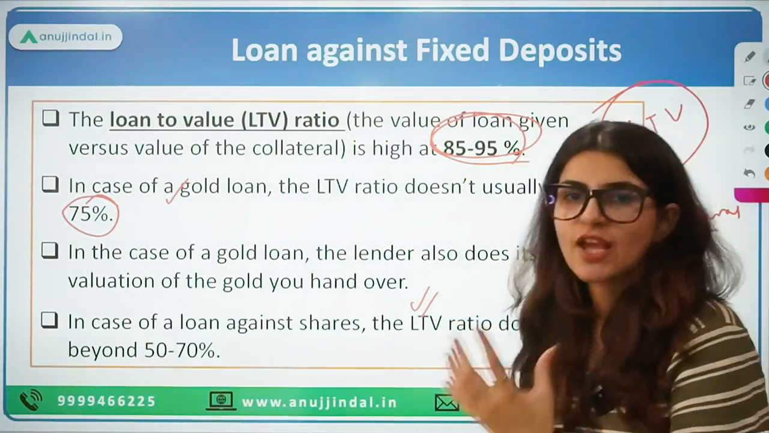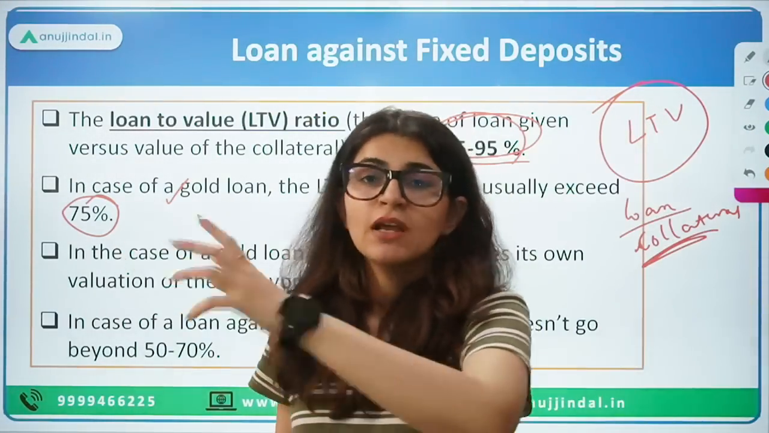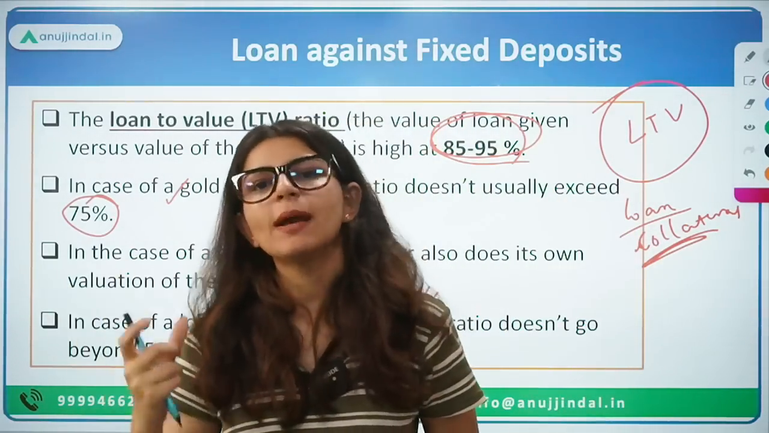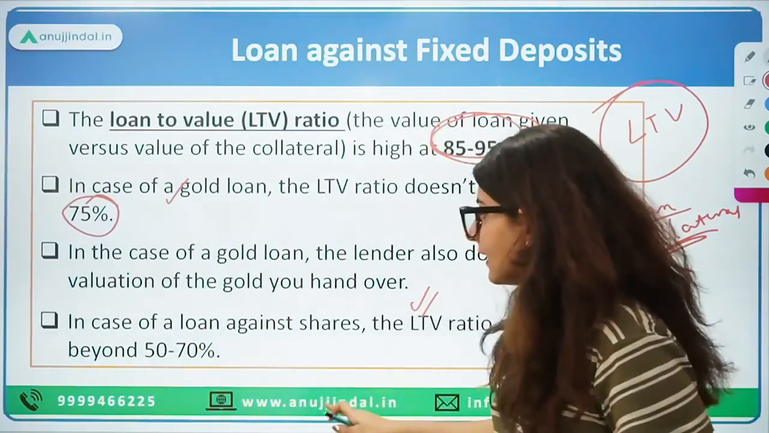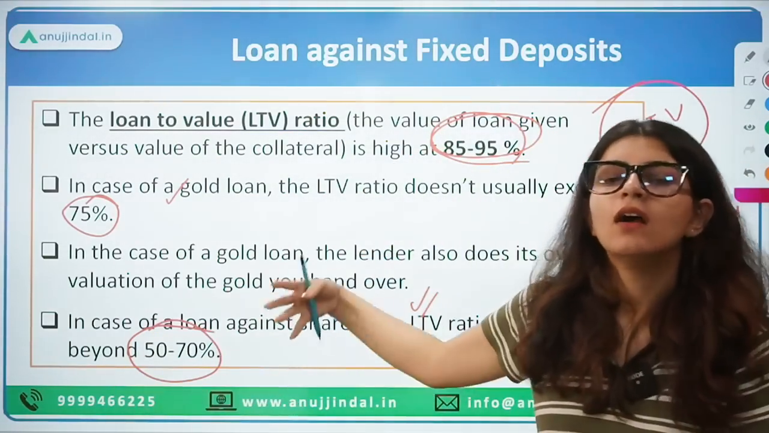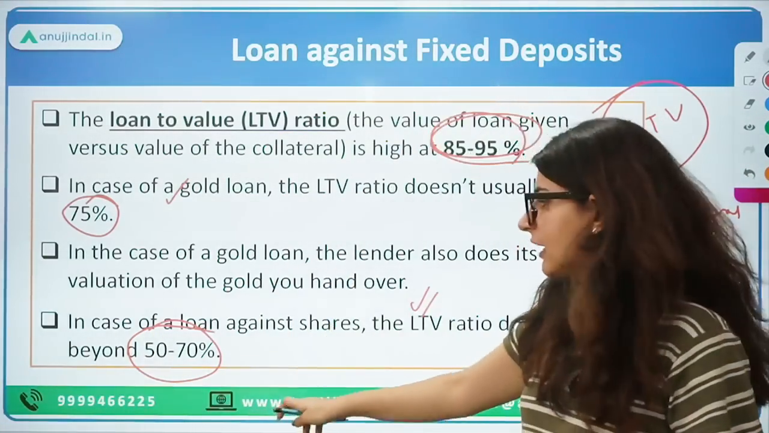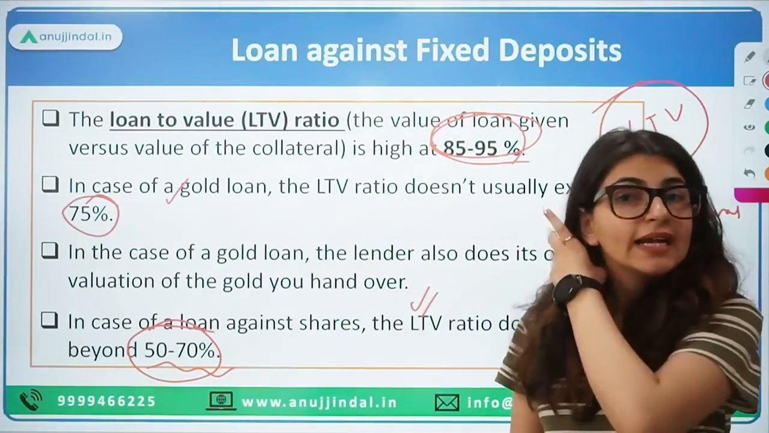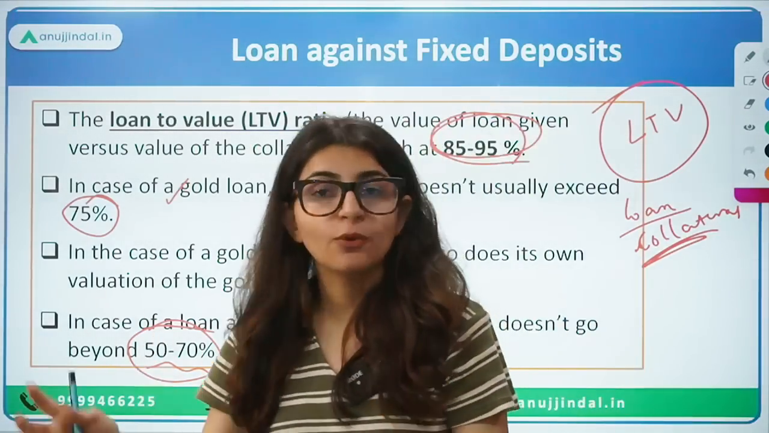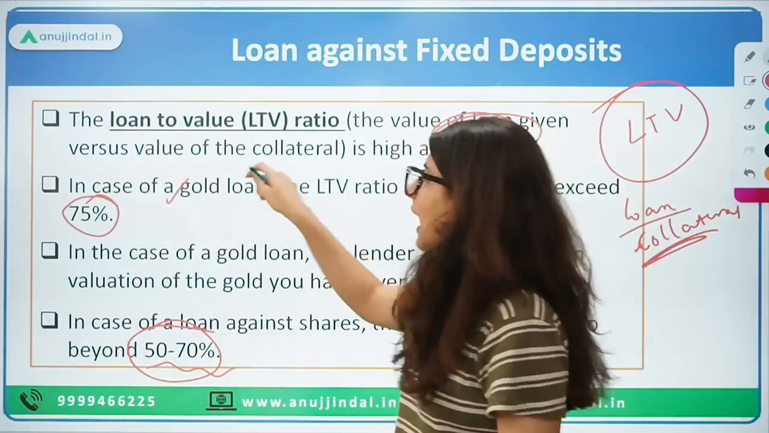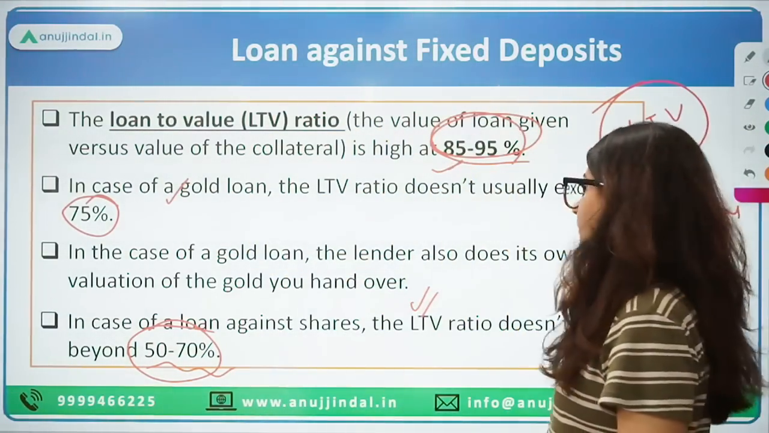In case of loan against shares, agar aapke paas kisi company ke shares hai, now because the value of shares is very volatile, aapko pure amount ka loan nahi milta hai. In that case, it is generally 50 to 70%, right? You cannot take a loan beyond this 50 to 70%. But because the fixed deposit is a very highly liquid collateral, the LTV ratio is very high, 85 to 95%.